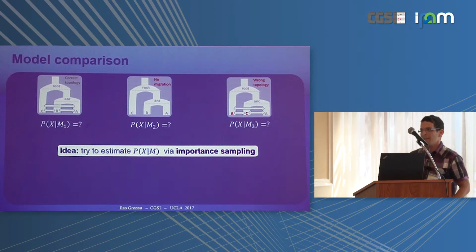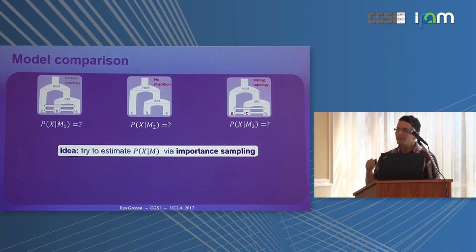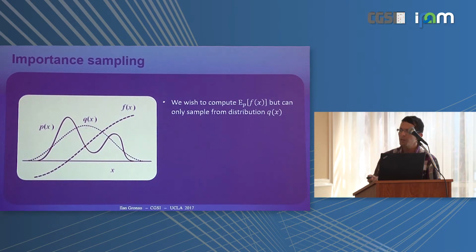So the main thing, and this is not new, it's been around for a while, is to try to use importance sampling in some sense to estimate these values. And the idea behind importance sampling, if you're not familiar with it in the general sense, is that say you have a function f, and you're interested in computing the expectation of f given a complex distribution. This is your p here that has these two modes, but you can't sample under p, so it's very difficult for you to estimate this expected value.